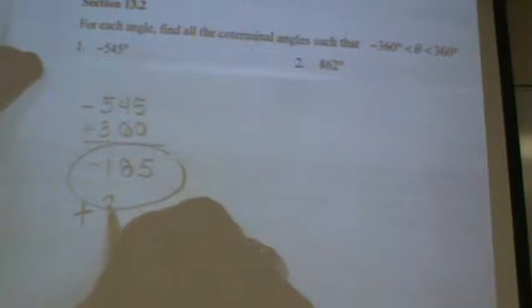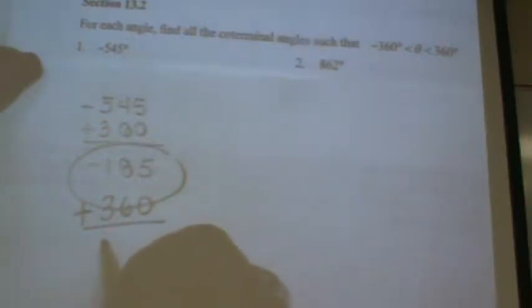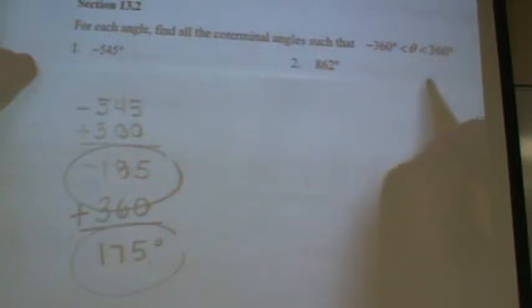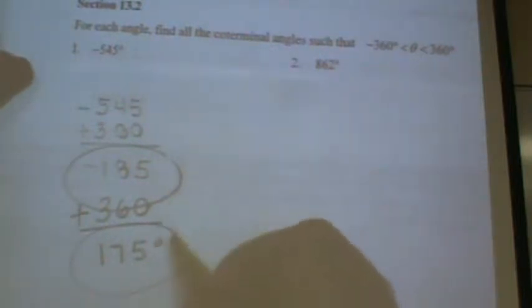So if negative 545 is your angle, we want to add 360 to this. If you add 360 to negative 545, you get negative 185. So that is one answer. That's between 0 and negative 360. Now if you add another 360, you get 175. And that's between 0 and 360. So these are your two answers.